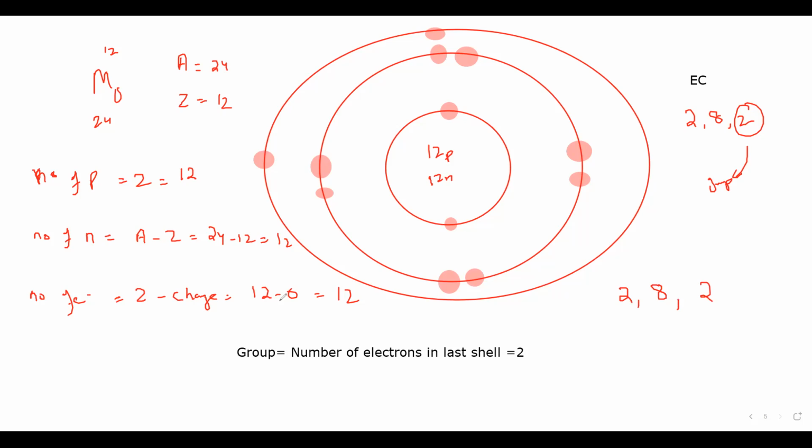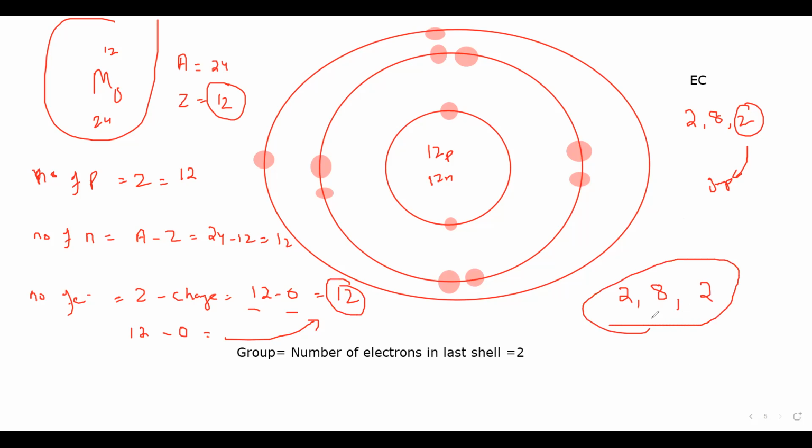Yeah, so the number of electrons is Z minus the charge. Z is 12 here. And because there is no charge on this, the charge is 0. So 12 minus 0 equals 12. So we have to arrange 12 electrons in magnesium. In the first shell, we arrange 2 electrons. In the second shell, we arrange 8. And the third shell gets the remaining 2. So the electronic configuration is 2, 8 and 2. Is it clear?